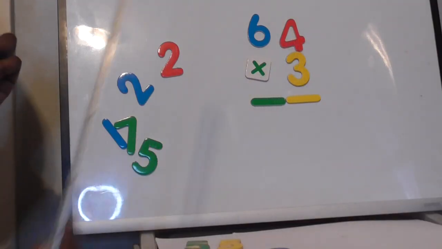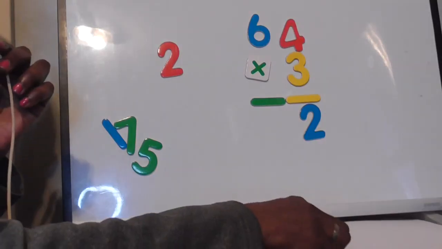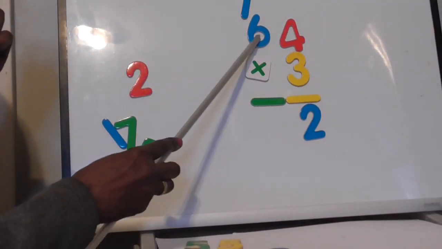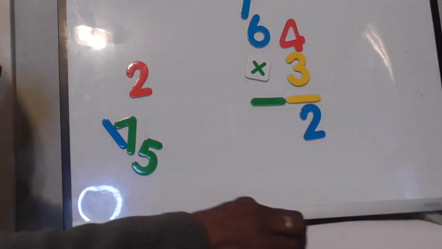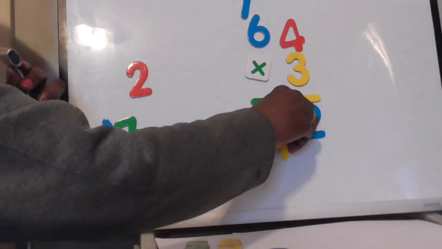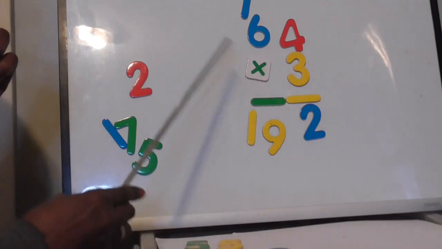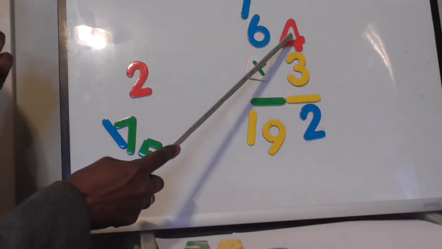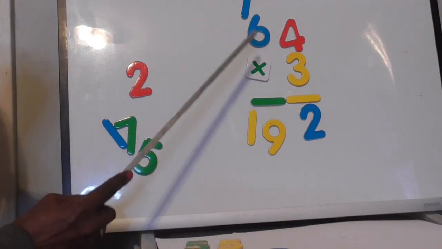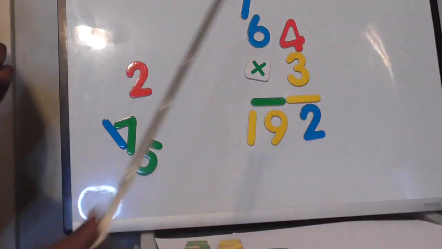3 times 4 is 12. Put the 2 because it's in the ones column, and we carry the 1. 3 times 6 is 18, and you add that 1. The total of 64 times 3 is 192. How do we do that? 3 times 4 is 12, 2 carry a 1, 6 times 3 is 18. You add that 1 from the tens column, the answer is 192.